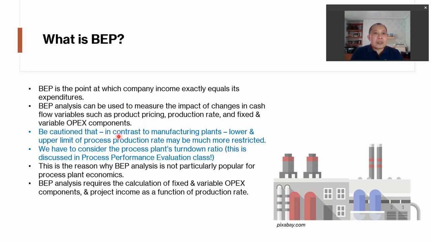Now, however, this one you have to be really careful about. Be cautioned that in contrast to manufacturing plants, the lower and upper limits of process production rate may be much more restricted. Okay, and this has a lot to do with the process plant's turn-down ratio, which is discussed in other classes, such as the process performance evaluation class. So before we embark on BEP analysis of a chemical processing plant, be really wary about the actual process plant's turn-down ratio. Okay, because that might not accommodate the BEP that we obtain in this analysis.